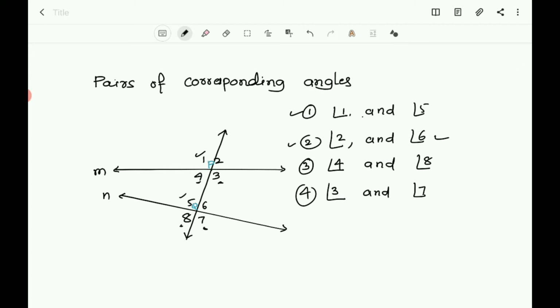Above the lines you will get two pairs of corresponding angles. Below the lines also you will get two pairs of corresponding angles. Angle 1 and angle 5 is one pair of corresponding angles and angle 2 and angle 6 is the second pair. Similarly angle 4 and angle 8 and also angle 3 and angle 7. You will get four pairs of corresponding angles when a transversal intersects two lines.